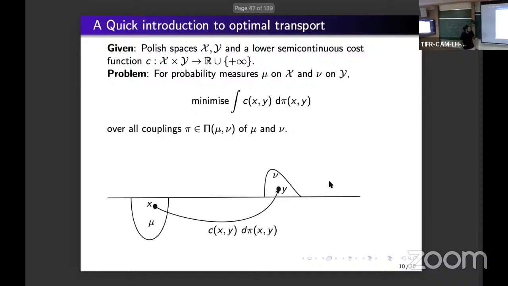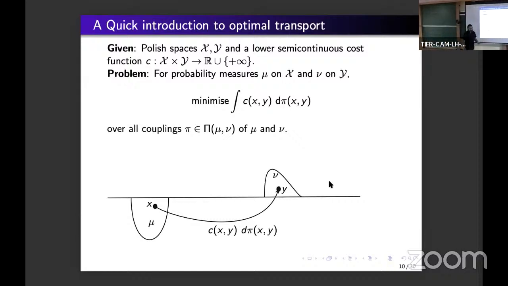How do you define couplings? A coupling would be a probability measure on the product space which satisfies these properties. And we'll get to a more descriptive description of couplings in a minute. So this is just the formal definition of a coupling. It's a joint distribution.